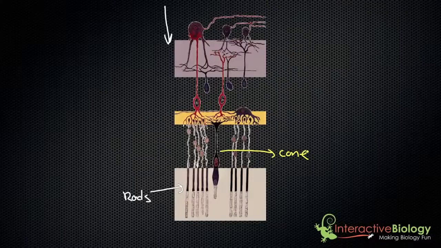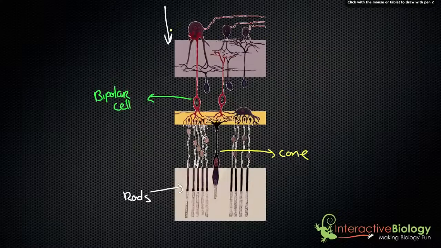And there are a few other important cells that we need to know about. One would be this red cell here, and that would be a bipolar cell. And then the next important one that you need to be aware of would be these cells here, and those are called ganglion cells.